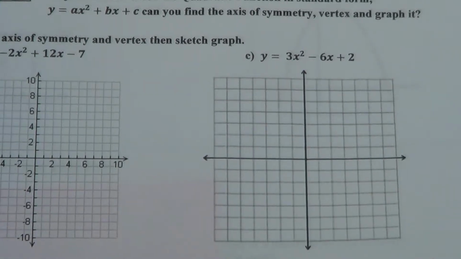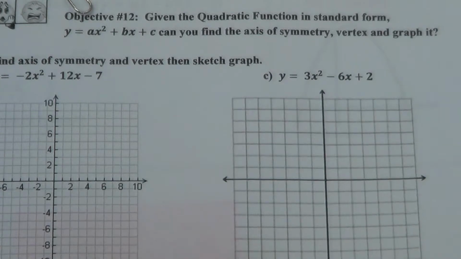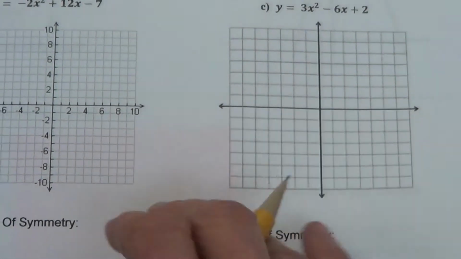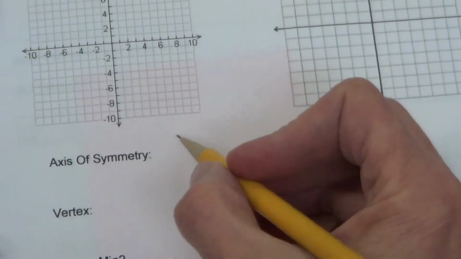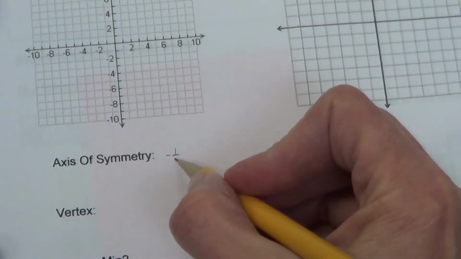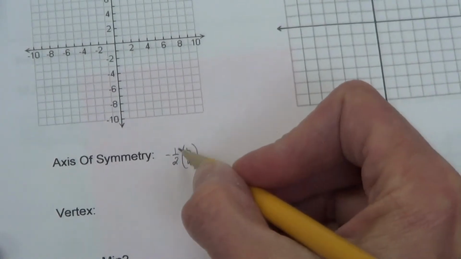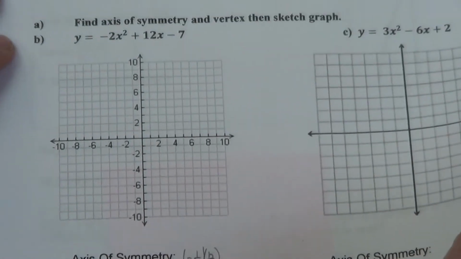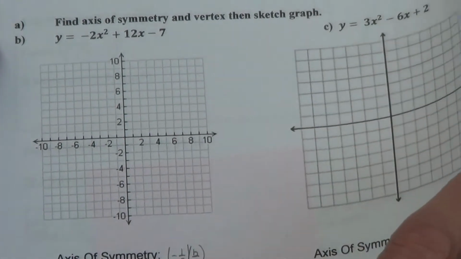We find the axis of symmetry and the vertex, then sketch each graph. Well, we just went over axis of symmetry. We find it by taking -1/2 b over a. That's the formula that I just gave you on the previous film at the top of the last page. We are at the top of page 9.